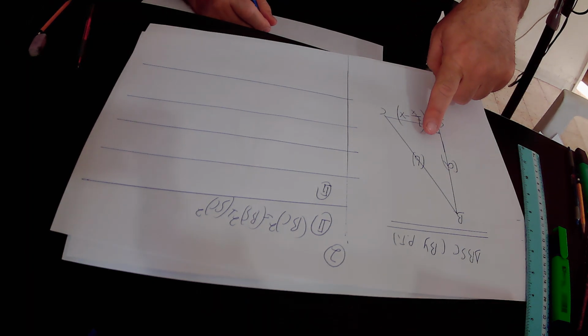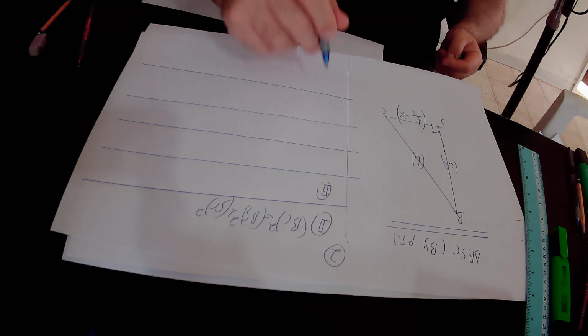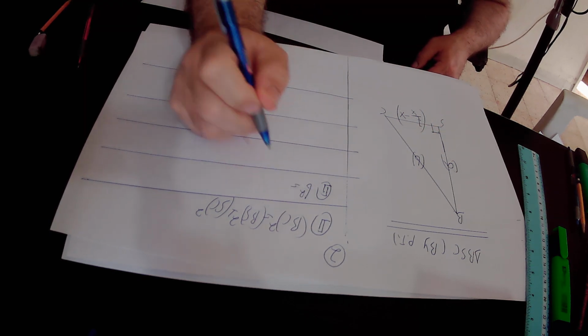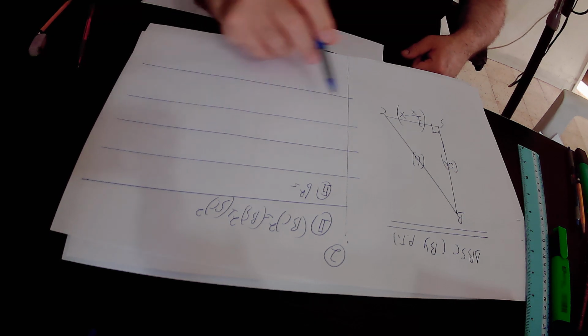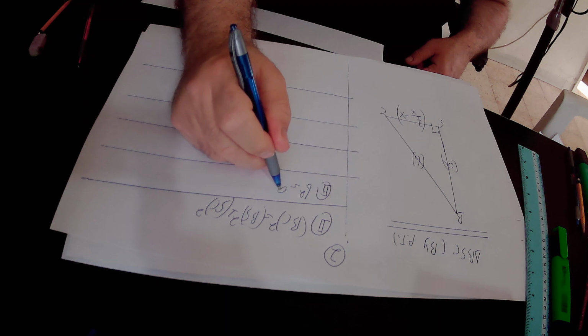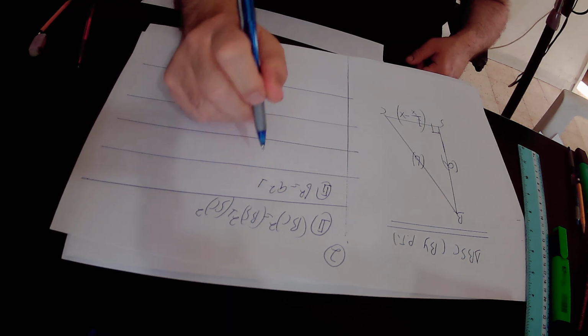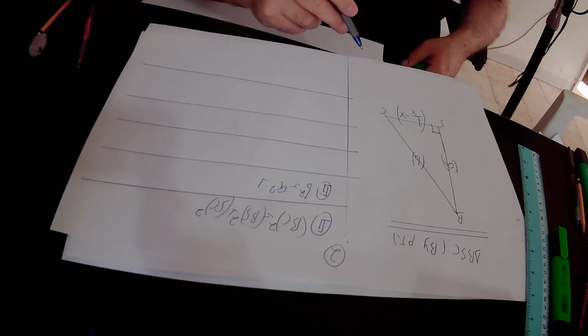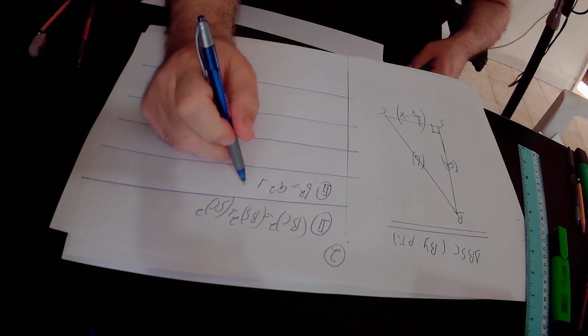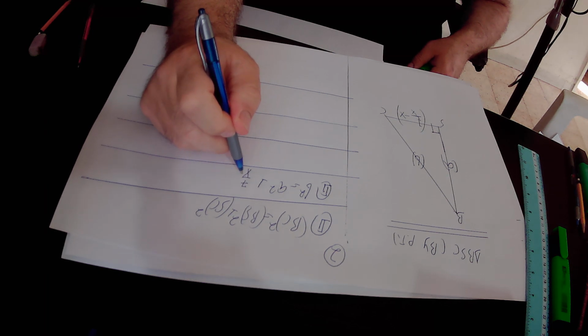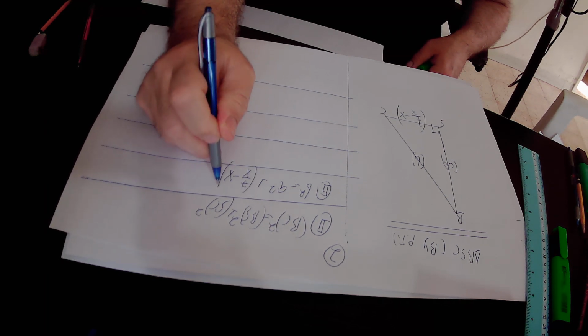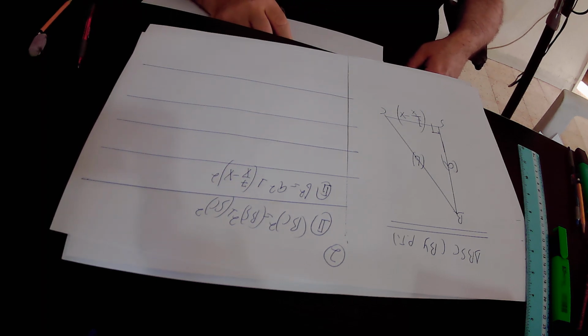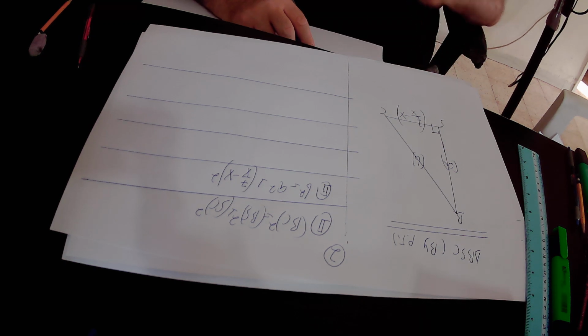BC equals B, therefore BC square is B square, and it equals BS square. BS is A, therefore BS square is A square, plus SC square. SC is 7 over X minus X, therefore SC square is 7 over X minus X square. So actually, according to equation 2, B square equals A square plus 7 over X minus X square.